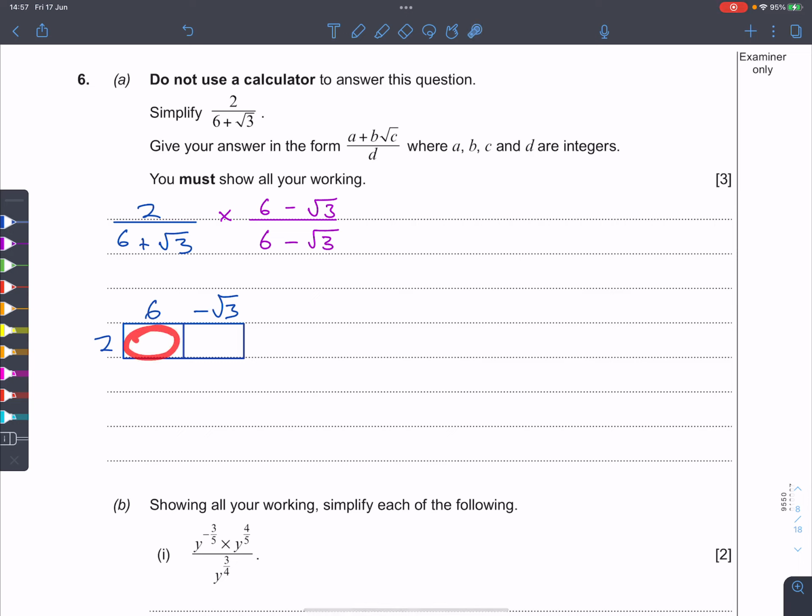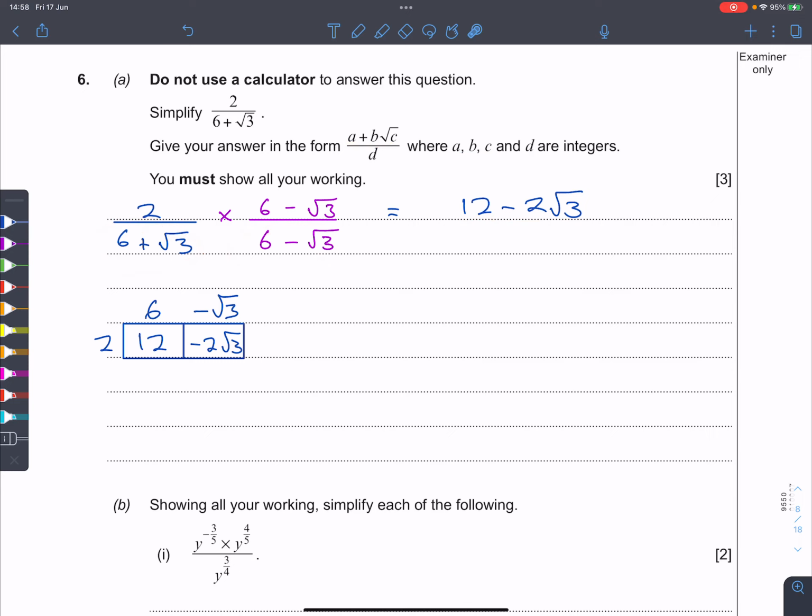So the area of this one box is going to be 2 times 6, which is 12. And then for this box, it's 2 times negative root 3, so that's negative 2 root 3. So that's the numerator sorted out, 12 minus 2 root 3. Notice now it's in the form A plus B root C. So A is 12, B is negative 2, C is 3, all integers. To find D, I need to expand the bottom.